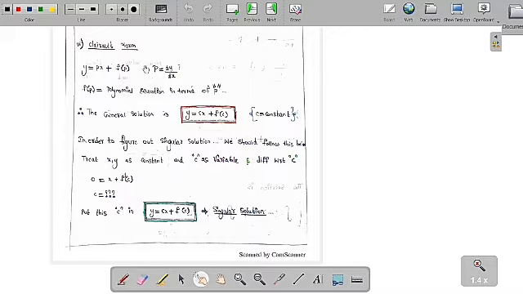For this equation, the general solution is y is equal to cx plus f of c. Wherever p is there, just replace p by c, and you get the general solution of this differential equation, which is y is equal to cx plus f of c, where c is a constant.